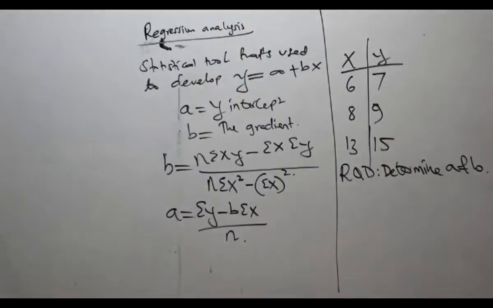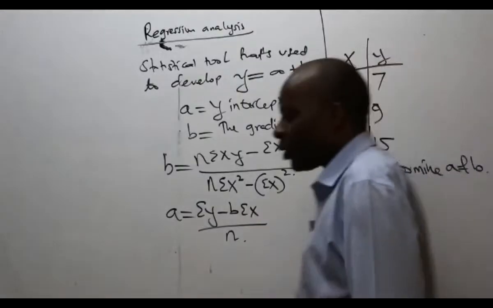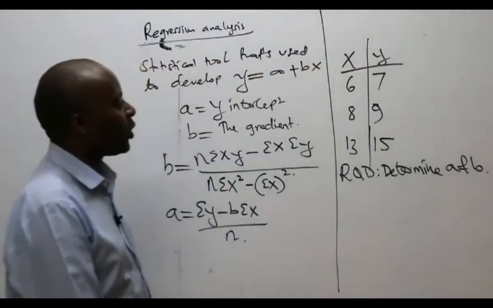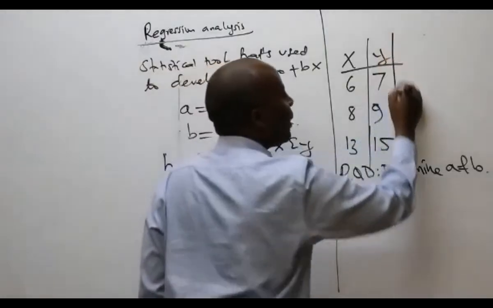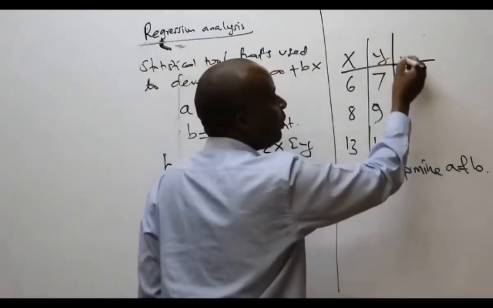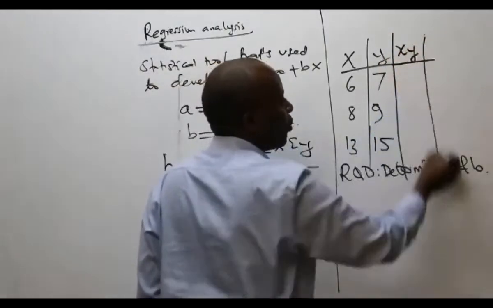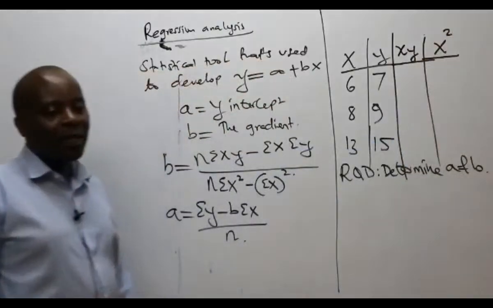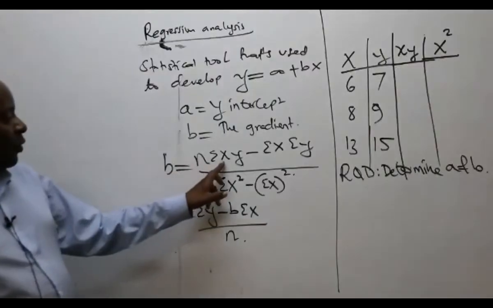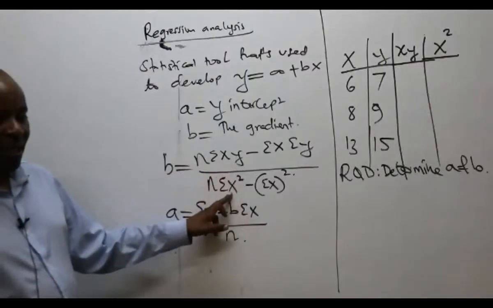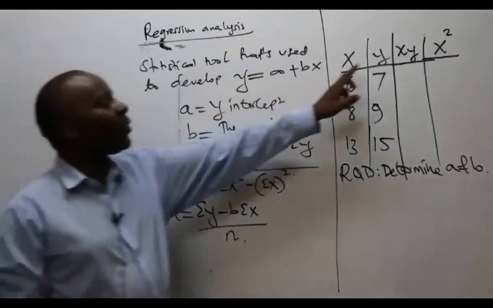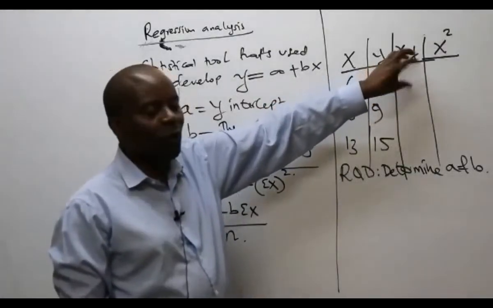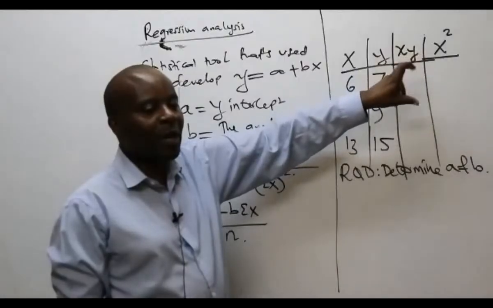So anytime anybody talks of ascertainment of parameters using regression analysis, what you're supposed to do is to create two additional columns. The first column will capture the multiple xy. The second column will capture the multiple x squared. These are the two additional columns that we would need to be able to get the regression parameters.